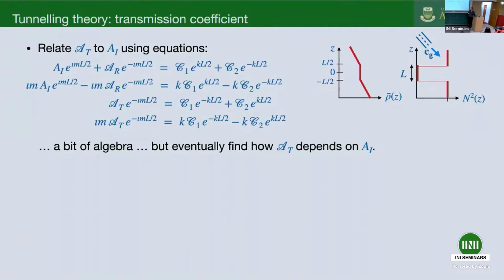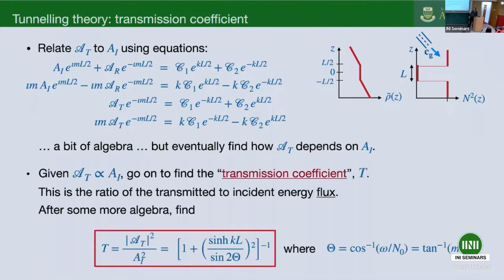So, a bit of algebra here. It's maybe not as bad as it looks, because you can take that top equation, multiply it through by k, and then add and subtract the equations, and that eliminates the C1, C2. Do the same thing for the second pair, and then you just have equations involving your amplitudes A, from which you can eliminate the reflected wave. So, after some work, you find out how to relate the transmitted amplitude to the incident wave amplitude. And from that, you can work out the transmission coefficient.